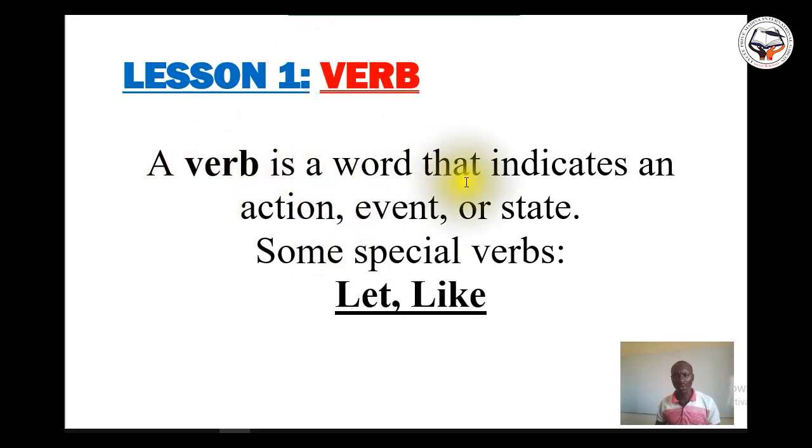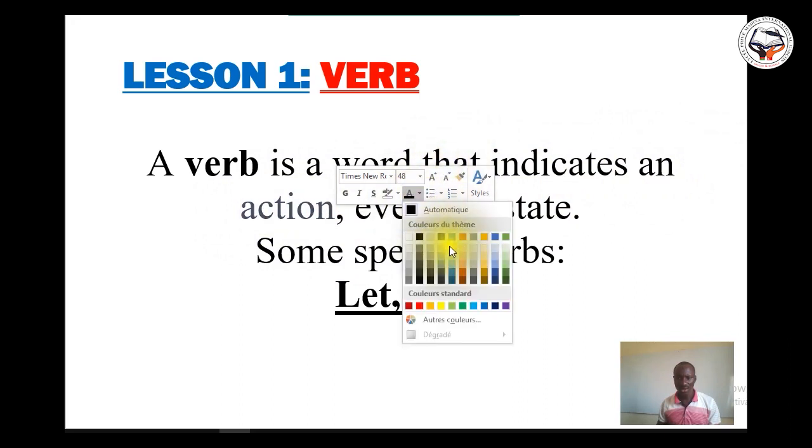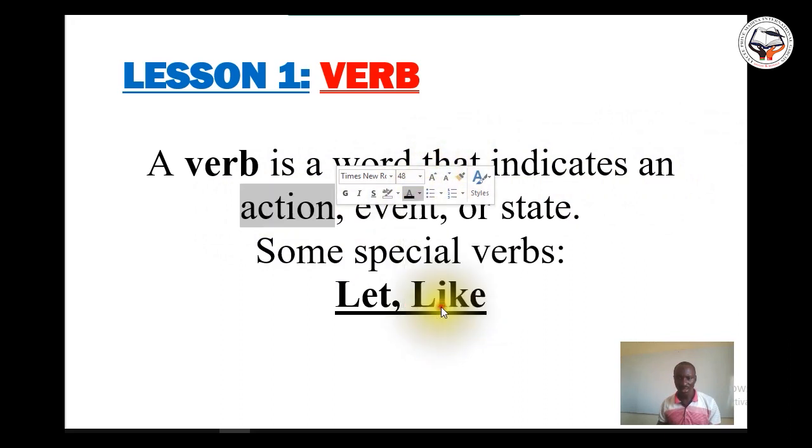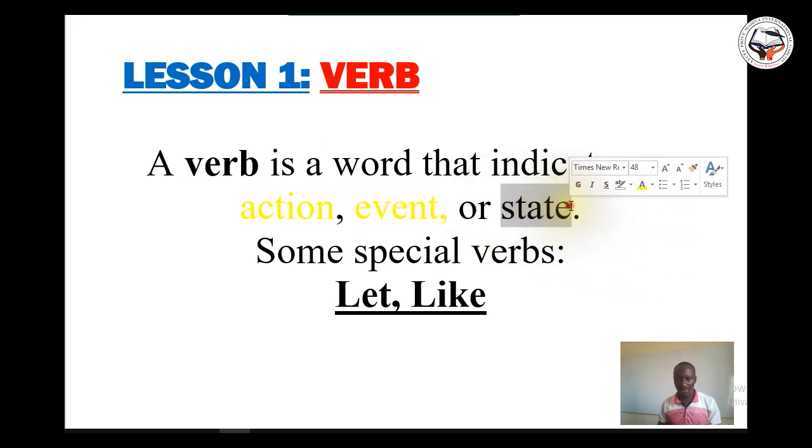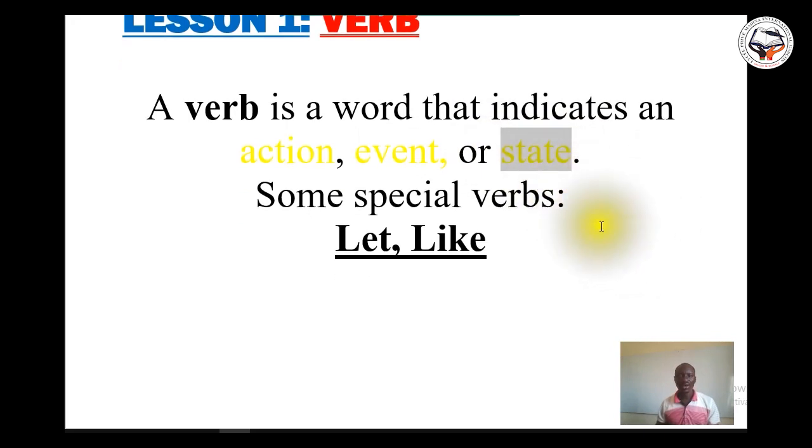What is a verb? A verb is a word that indicates an action, event, or a state. What's an action? Let me put it in another color. I'm going to choose yellow. An action, an event, or a state. So what is a verb? A verb is a word that indicates an action, an event, or a state.